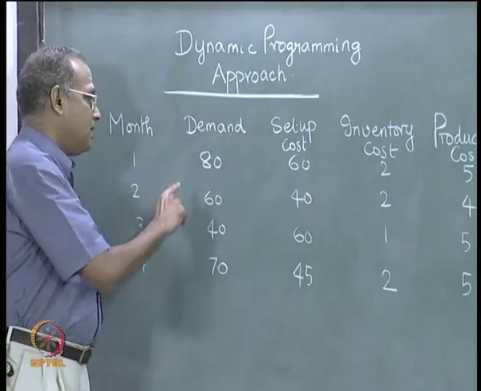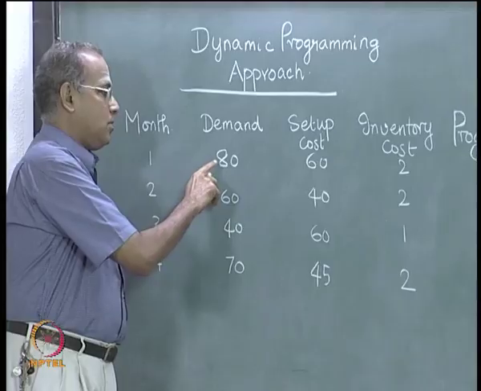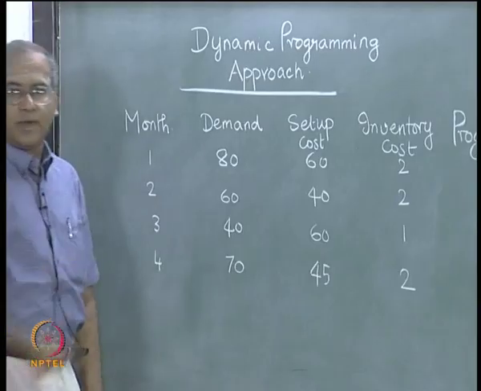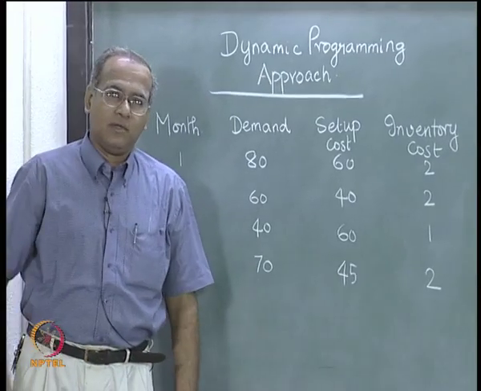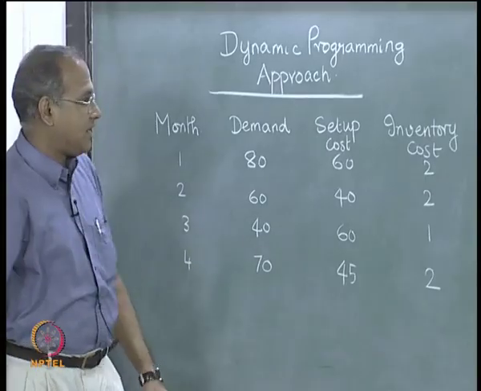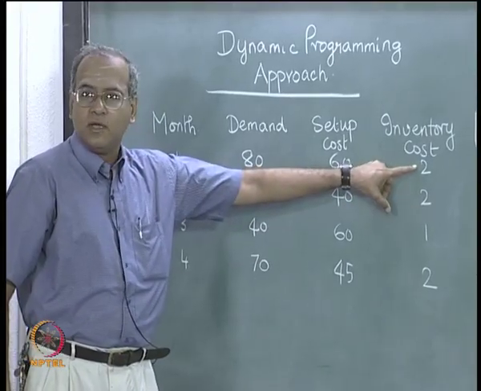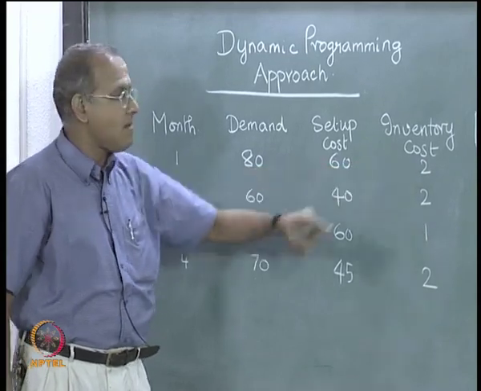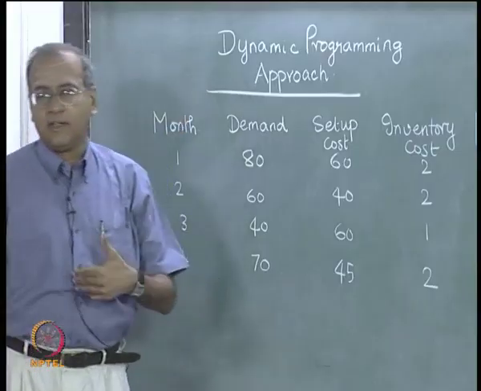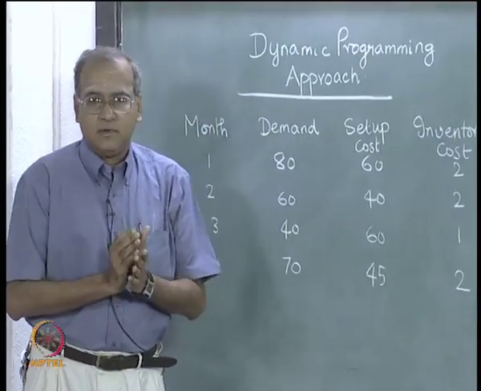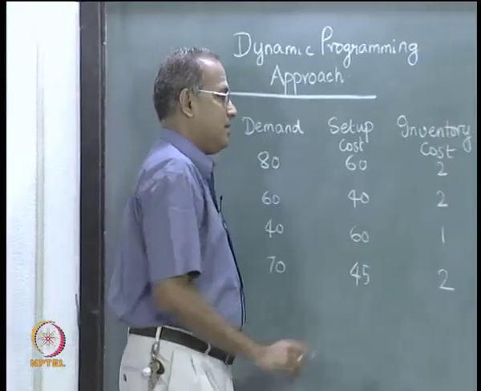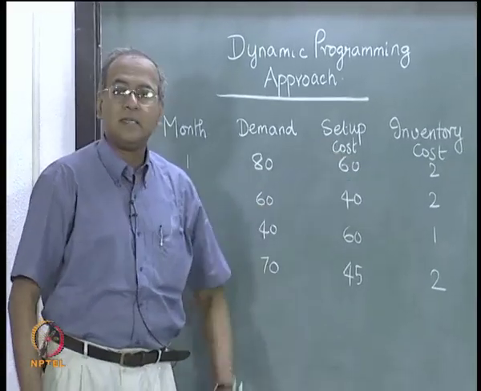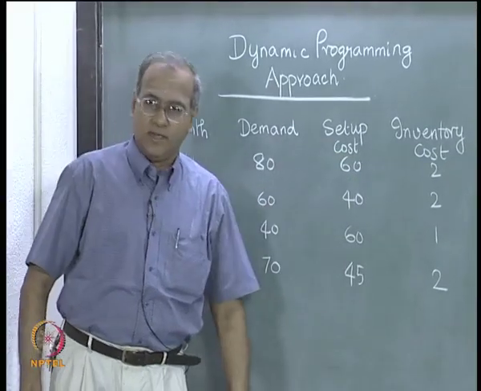For example, if we choose to produce 100 in the first month and consume 80, the remaining 20 is assumed to be carried from the first month to the second month, and it attracts an inventory cost of 2, which is the inventory carrying cost at the end of month 1. So, these costs represent the inventory carrying at the end of each month. There is also a production cost, which is the cost that is incurred in producing these quantities.